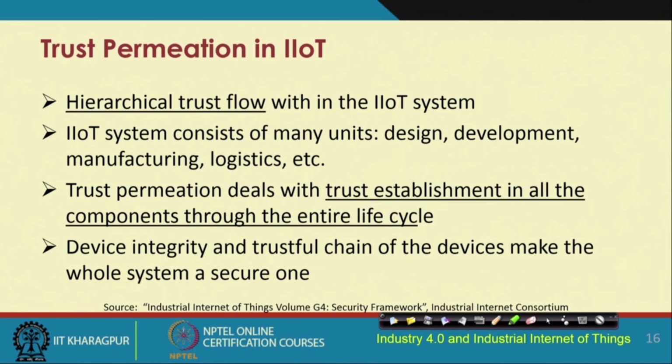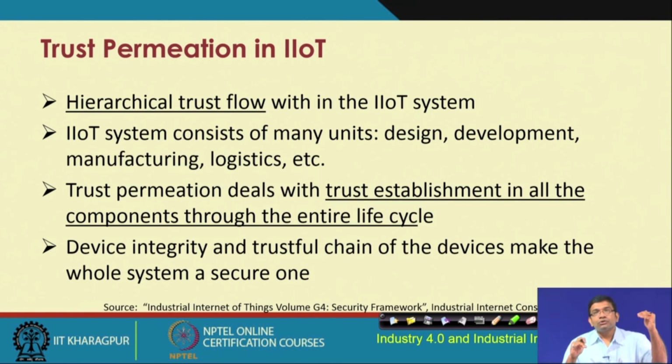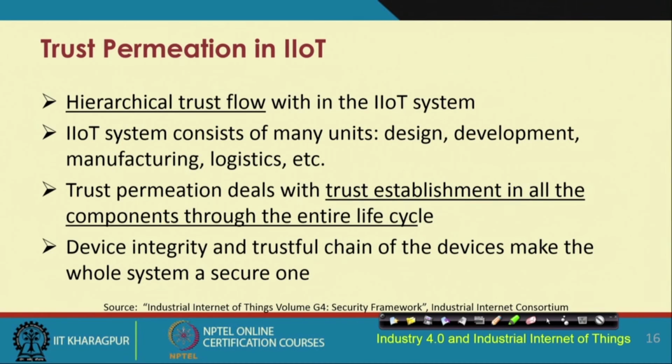So, trust permeation in IIoT is important. We are talking about hierarchical systems in IIoT. So, in a hierarchical system, you also need to ensure that in all these different levels of hierarchy, the trust flows through these different layers of hierarchy. So, this hierarchical flow of trust is important in a hierarchical layered IIoT system. An IIoT system basically consists of many units: design, development, manufacturing, logistics and so on. So, trust permeation basically deals with trust establishment in all the components through the entire life cycle.